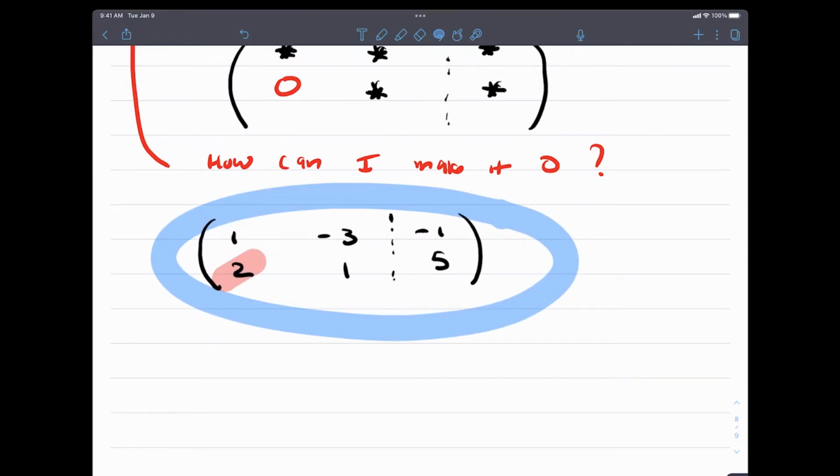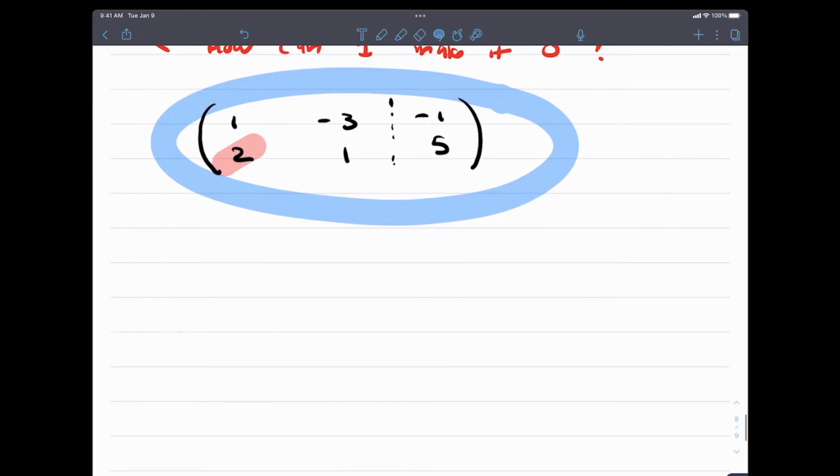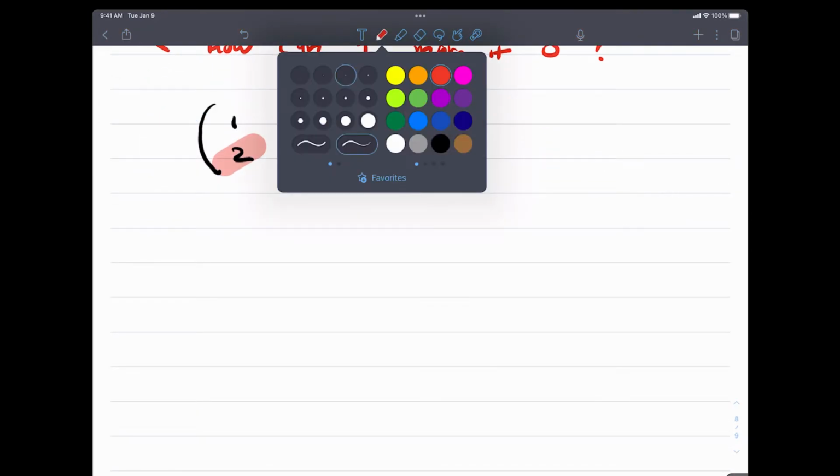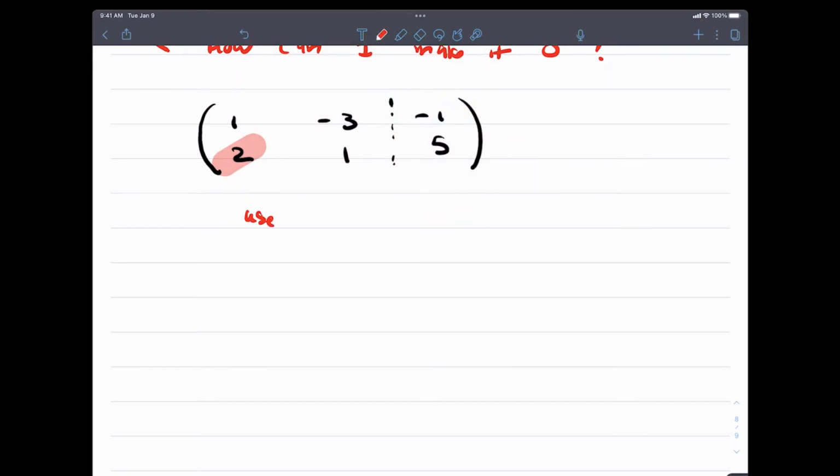What do you think I do, ladies and gentlemen? You know how we do this? Here's what you do. You're going to use elementary row operations to make that entry 0. That's how you make it 0. Okay, you guys okay with that? All right, so you say, well, that's how I make it 0. Well, how do we do that?